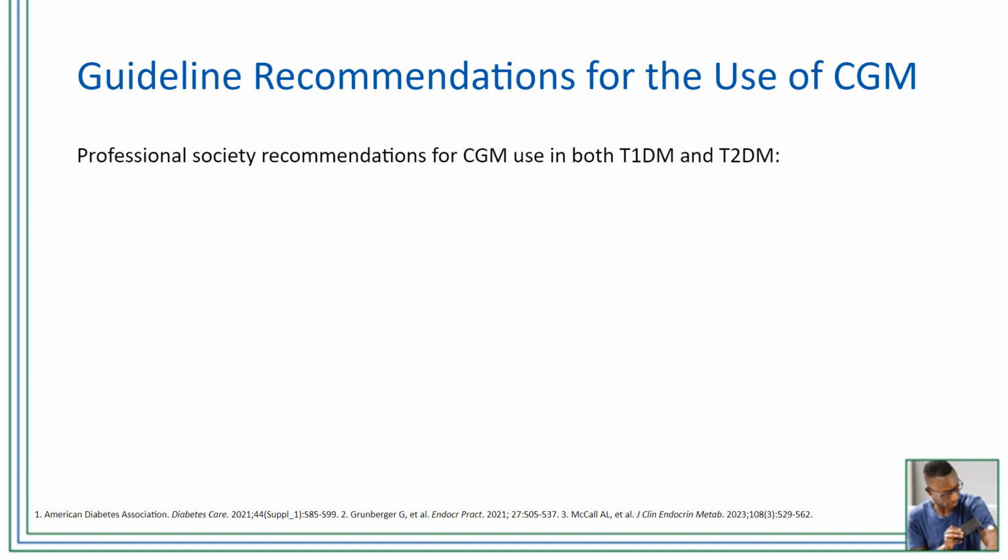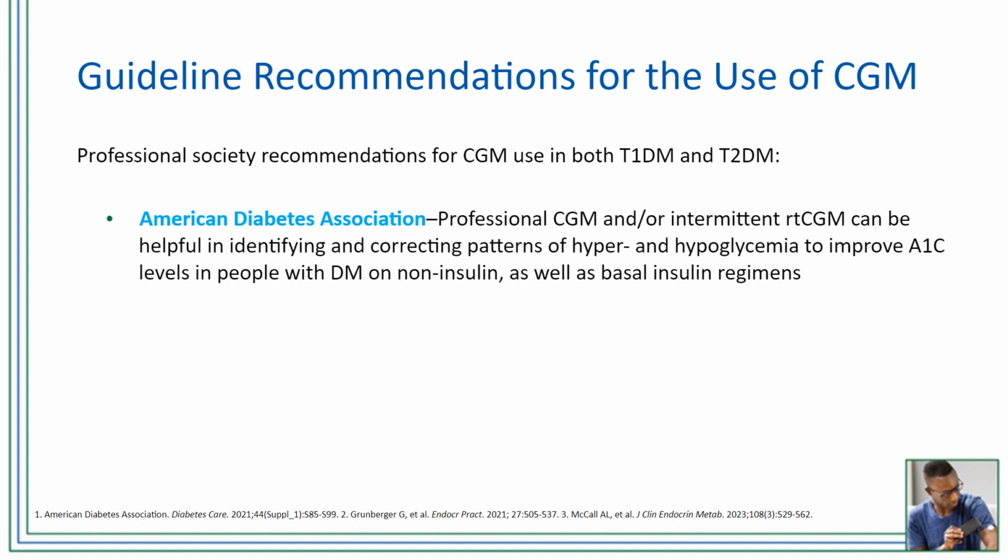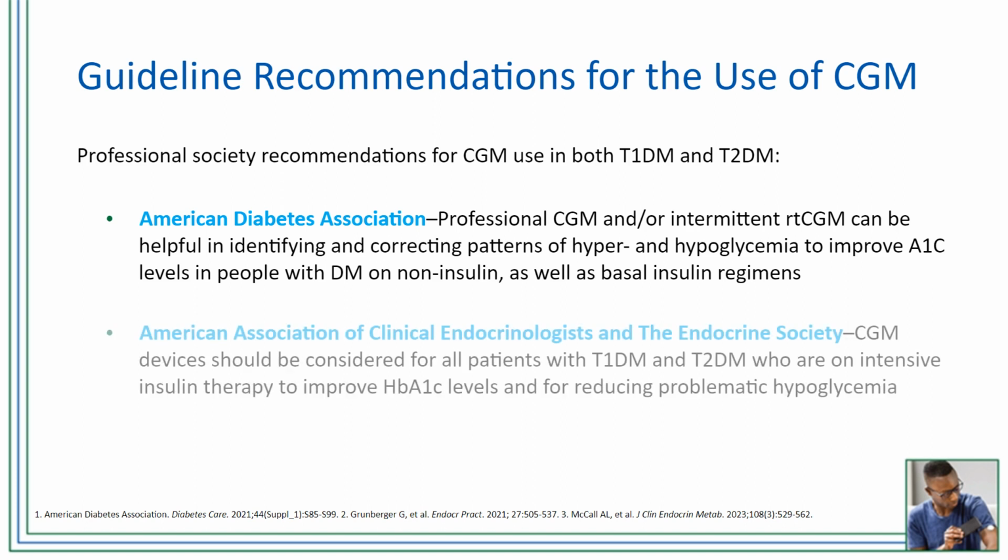So some recommendations from our professional societies. The American Diabetes Association recommends that professional CGM or intermittent real-time CGM can be helpful in improving and correcting the patterns of hyper and hypoglycemia to improve A1C levels in people with diabetes on non-insulin as well as basal insulin regimens. The American Association of Clinical Endocrinologists and the Endocrine Society recommend CGM devices to be considered in all patients with type 1 and type 2 who are on intensive insulin therapy to improve A1C levels and for reducing problematic hypoglycemia.